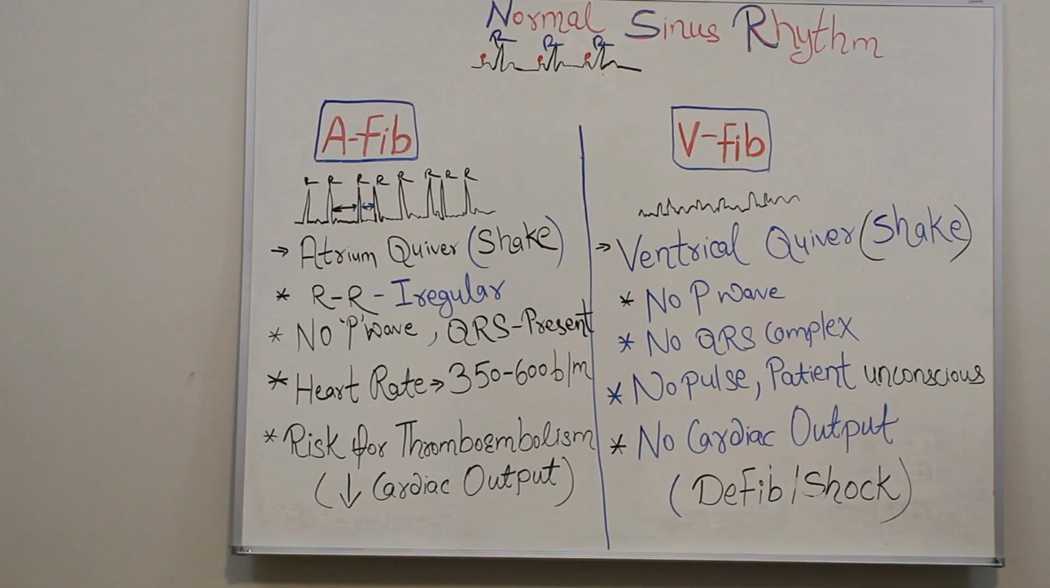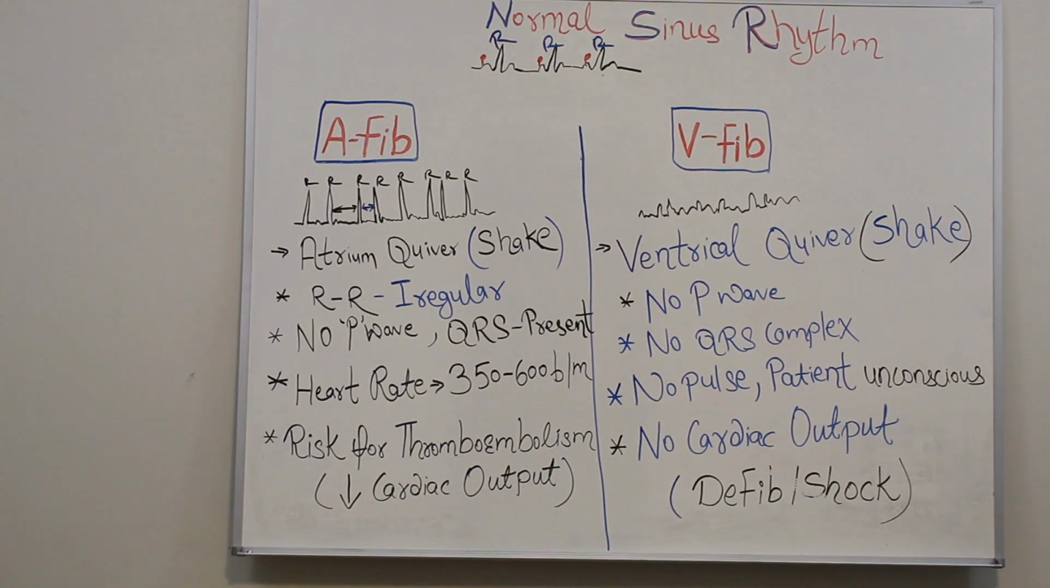From the picture, how we can differentiate normal sinus rhythm from AFib is, in AFib there is no P wave, whereas in normal sinus rhythm we have a P wave. In AFib there is an R to R interval, but the interval is irregular, whereas in normal sinus rhythm the R to R interval is regular.